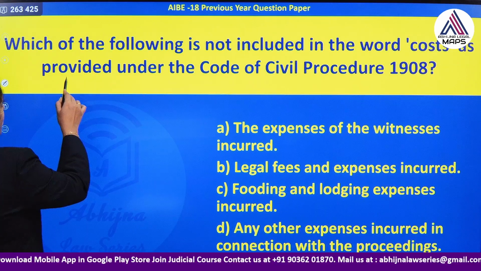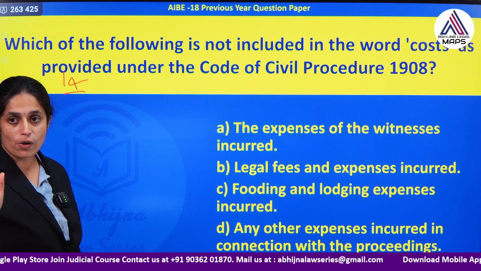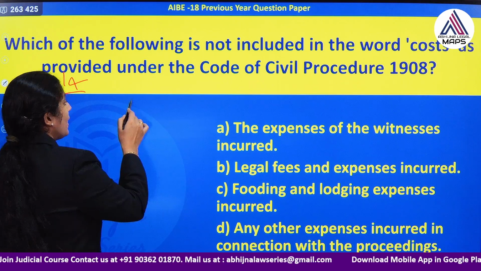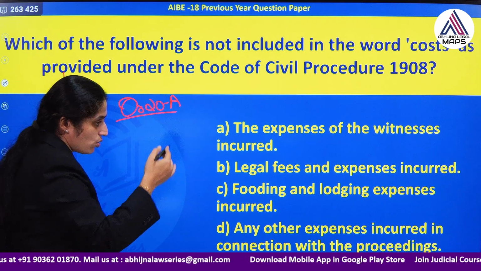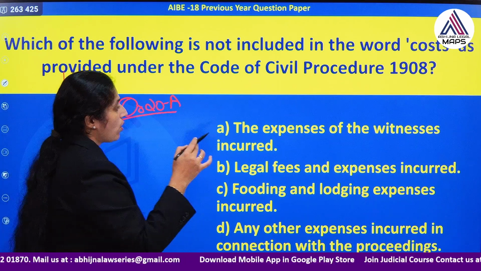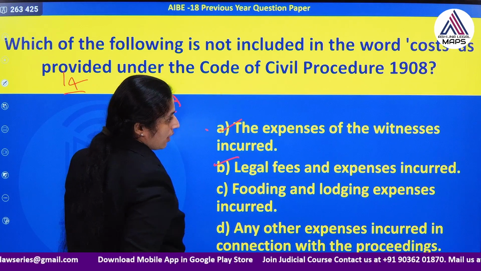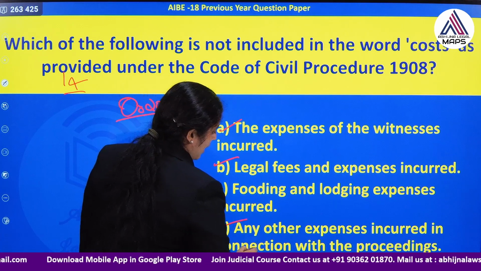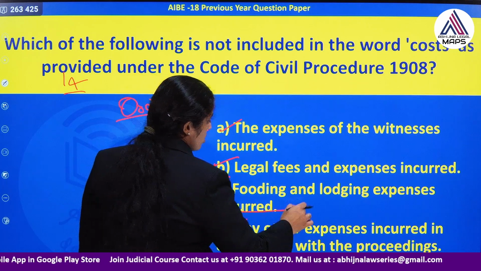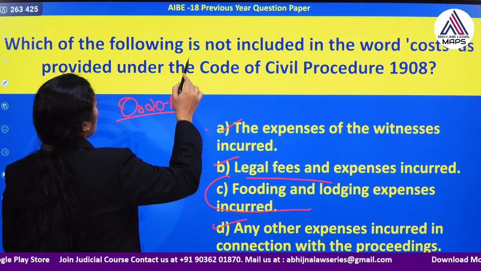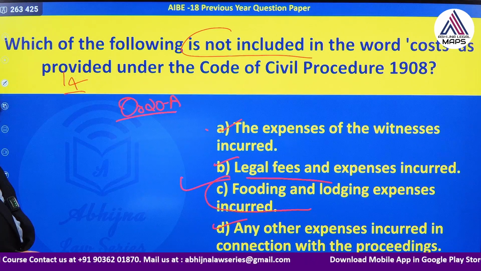14th question. Which of the following is not included in the word costs as provided under Code of Civil Procedure 1908? So, Order 20A is the relevant provision. There we can find a list of costs. Okay? So, in those costs, the expenses of the witnesses incurred are included, legal fees and expenses are included, or any of the connected costs are included, but it does not include fooding and lodging expenses. So, what is the question? Which is not included in the costs. So, C is the correct answer for this question.